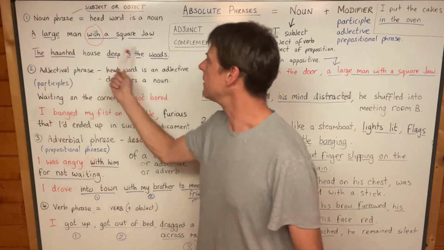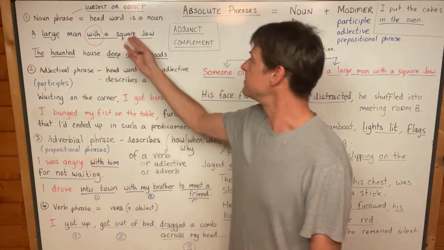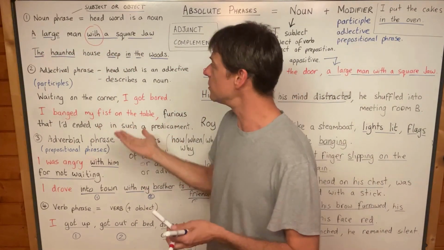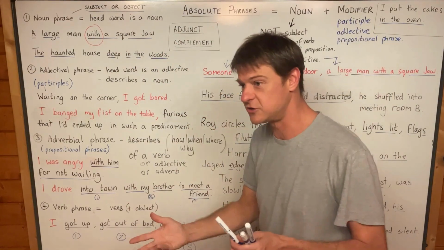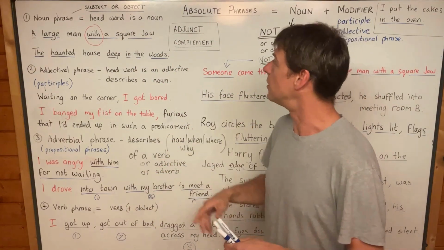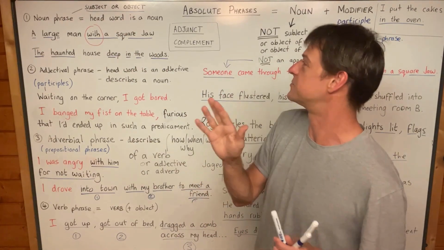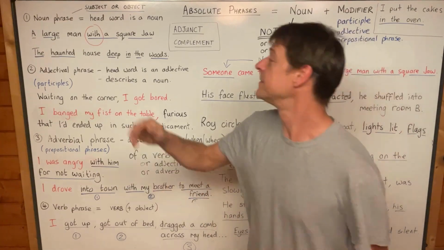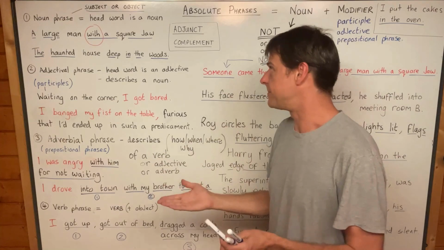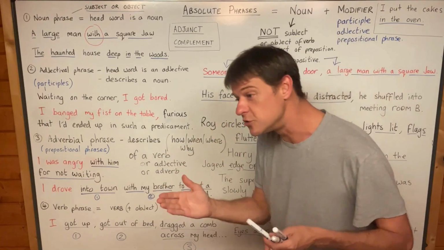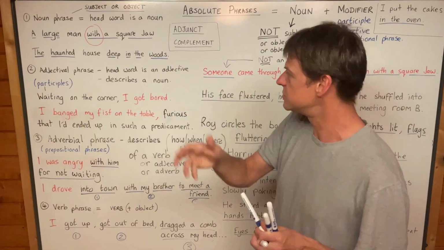So if I've got something like a large man with a square jaw, I can make it the subject of a verb. I can say a large man with a square jaw came through the door. Yeah, that would be the subject of the verb came. A large man with a square jaw came through the door. But I could make it the object of a verb. I could say I saw a large man with a square jaw. Or I could make it the object of a preposition, like I talked to a large man with a square jaw, and that would be the object of the preposition to.